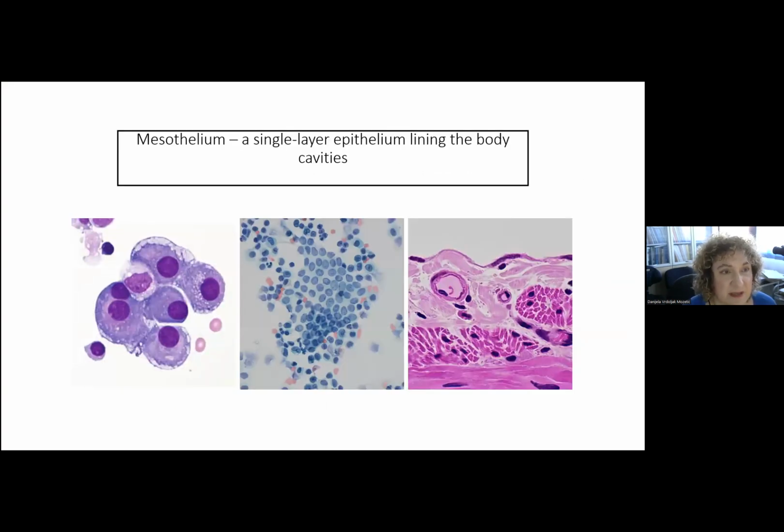So mesothelium is a single layer epithelium lining the body cavities. It looks like this. On the left here, you have the cells floating in the fluid, stained by May-Grünwald Giemsa. These cells are round with round nuclei and abundant basophilic cytoplasm. In peritoneal lavage, sometimes you can see sheets of the mesothelial cells, and here you can appreciate the polygonal shape of these cells. This is a histology example.